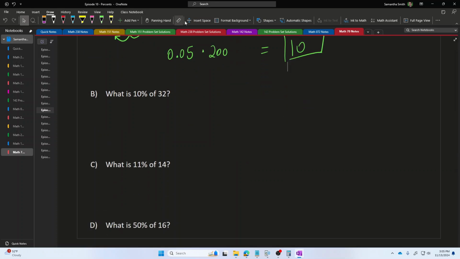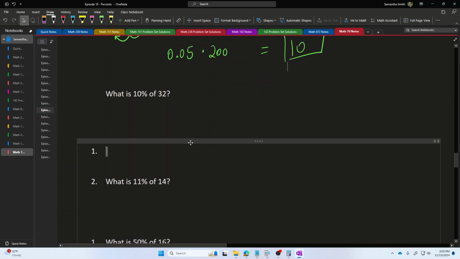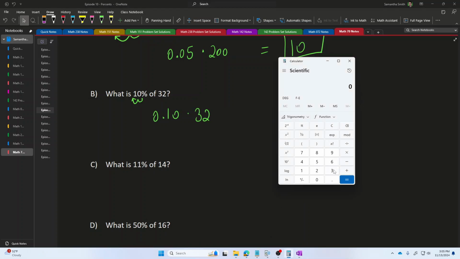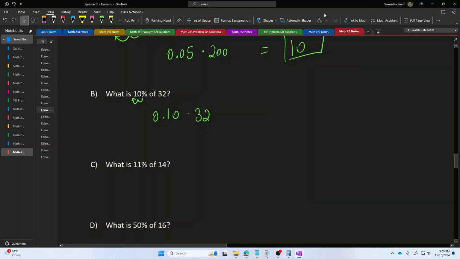Somebody says, what is 10% of 32? The first thing I'm going to do is take this percent number and convert it to a decimal. So that'll give me 0.10. Multiply that by 32 in, for example, a calculator, and I get 3.2 from that calculation.